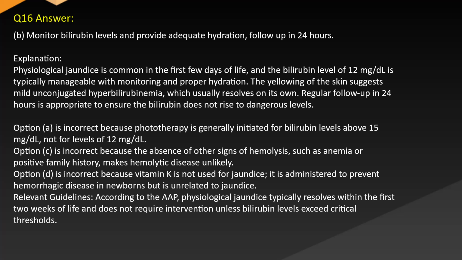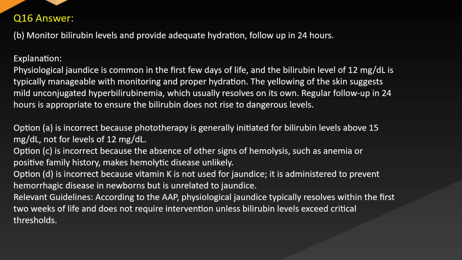Answer: B. Monitor bilirubin levels and provide adequate hydration. Follow up in 24 hours. Explanation: physiological jaundice is common in the first few days of life, and the bilirubin level of 12 mg/dL is typically manageable with monitoring and proper hydration. The yellowing of the skin suggests mild, unconjugated hyperbilirubinemia, which usually resolves on its own. Regular follow-up in 24 hours is appropriate to ensure the bilirubin does not rise to dangerous levels.